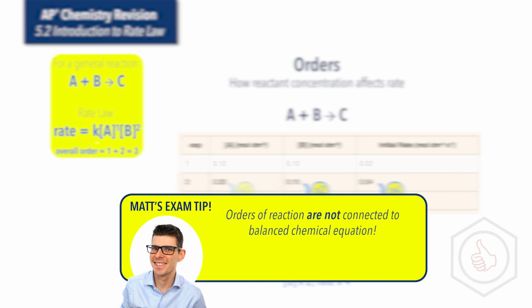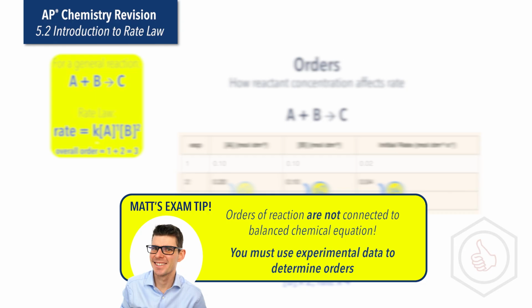Exam tip here: the order of reaction with respect to a particular reactant isn't connected to the balanced chemical equation. You must use experimental data to determine orders, never just the balanced equation.